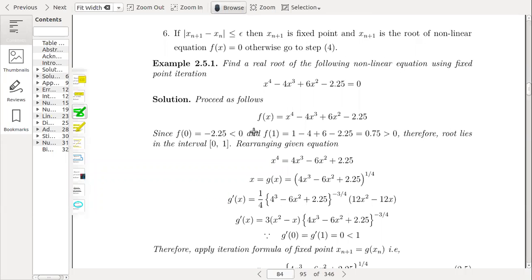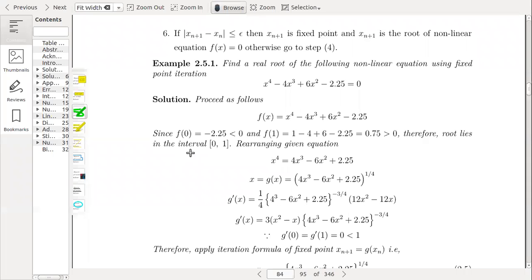And if we replace x with 1, that is f of 1 is equal to 1 minus 4 plus 6 minus 2.25, that is 0.75, which is greater than 0. So it means our rough estimate of the root is 0 and 1, and the root will lie in between 0 and 1.